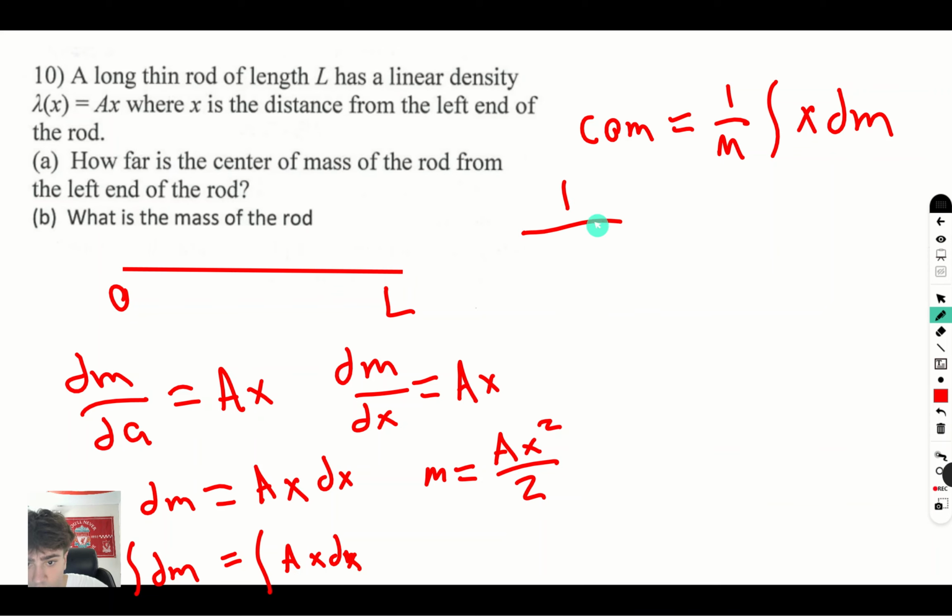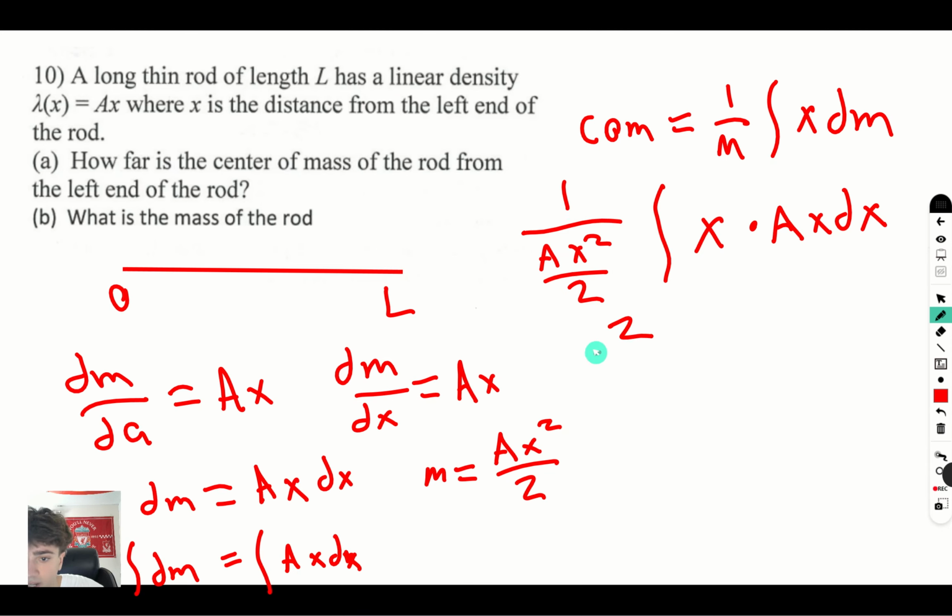So we'll do 1 over m, where m is ax squared over 2, and the integral of x dm. So we'll write x, and our dm is ax dx. So let's make this equation look a little simpler. We know that 1 over ax squared divided by 2 can be just written as 2 over ax squared, and we can multiply these two x's together, and the inside of the integral will be ax squared dx.